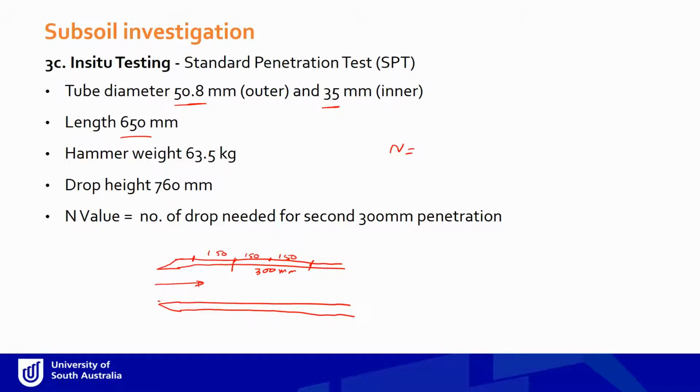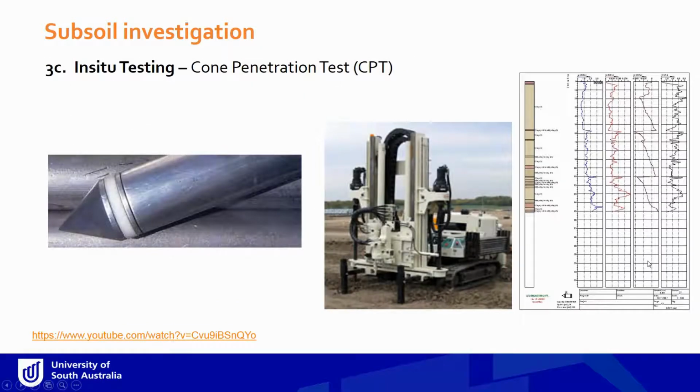Now, another common form of field testing is what we call the CPT test, or cone penetration test. As you can see in this picture here, it's a standard cone, about, I think its diameter is about 50 millimeter. There are other standard dimensions as well. What we do, we take a machine like this. Sometimes it can be mounted at the bottom of the truck as well.